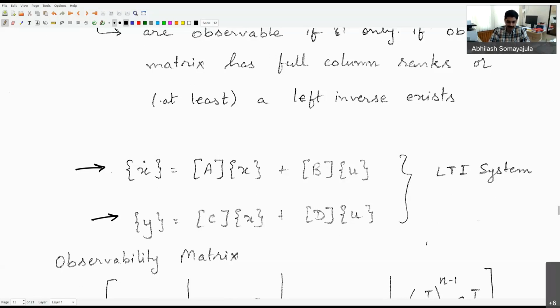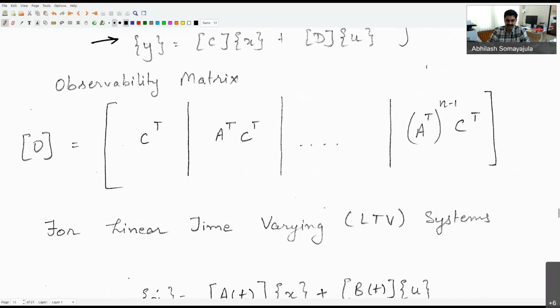Okay. A few times you will also see time varying systems, and we'll extend the applicability of observability, how to determine observability for those systems as well. But let's first discuss time invariant systems. For a time invariant system, the observability can be determined from what is called the observability matrix.